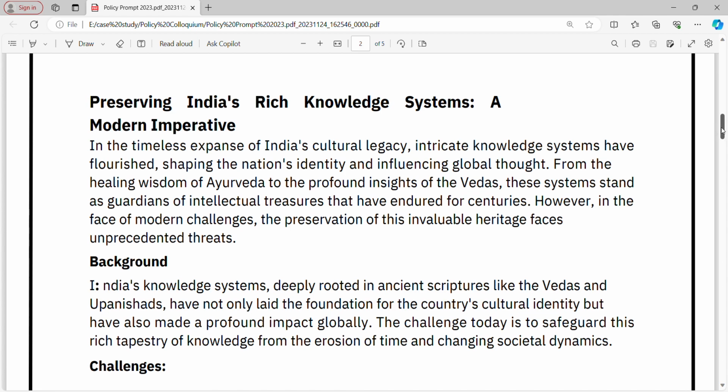Modern imperative. In the timeless expanse of India's cultural legacy, intricate knowledge systems have flourished, shaping the nation's identity and influencing global thought. From the healing wisdom of Ayurveda to the profound insights of the Vedas, these systems stand as guardians of intellectual treasures that have endured for centuries. However, in the face of modern challenges, the preservation of this invaluable heritage faces unprecedented threats.